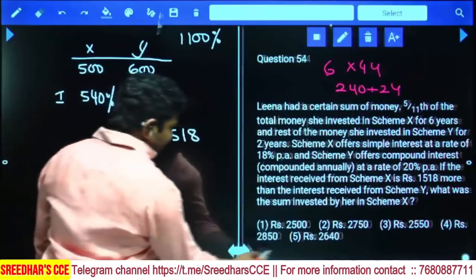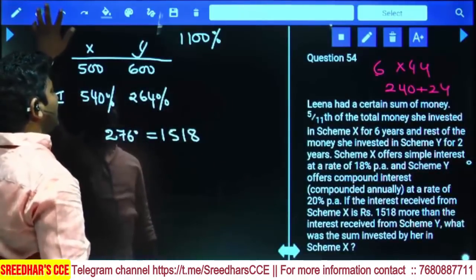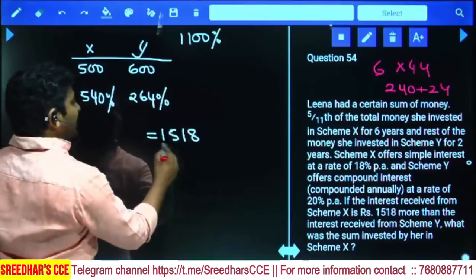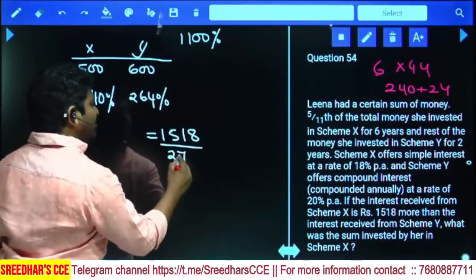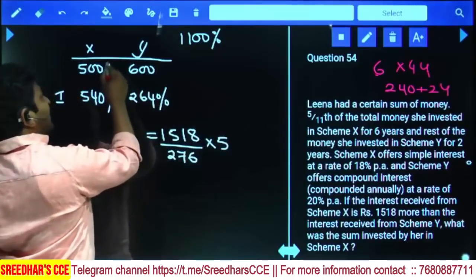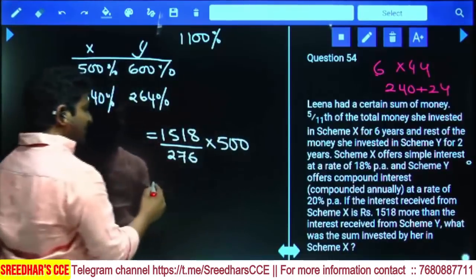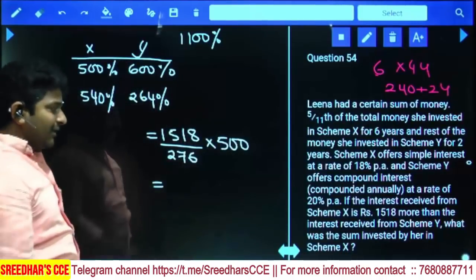Scheme X లో ఇన్వెస్ట్ చేసింది ఎంత అని అన్నాం. 1518 అనేది 276% అన్నాం కాబట్టి 1% రావాలి అని అంటే ఈ వాల్యూ divided by 276, and 500% is investment made in scheme X, so that is equal to into 500. That is what your final answer.